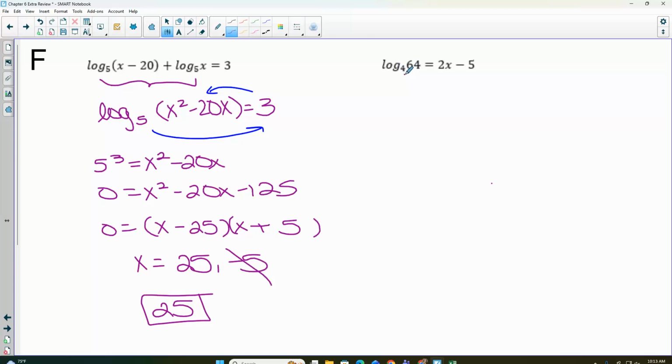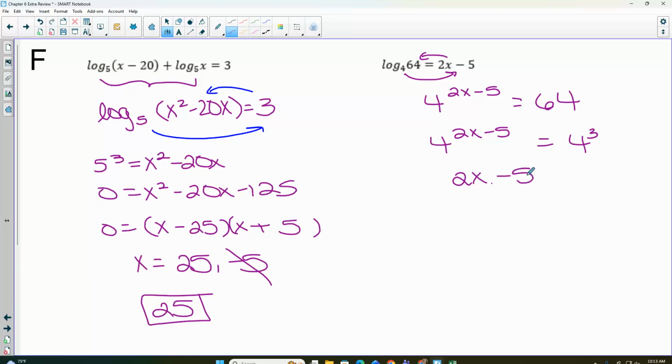All right, on this one, there's only a log on one side. If we change it to exponential, we get 4 to the 2x minus 5 equals 64. How would you solve this? 64 is 4 to the third. So that means 2x minus 5 is equal to 3. So 2x equals 8 and x is 4.